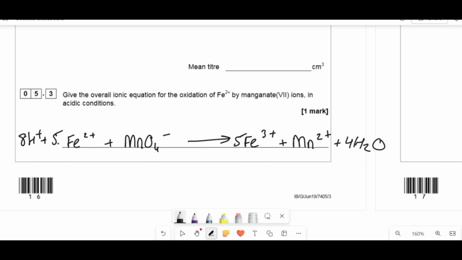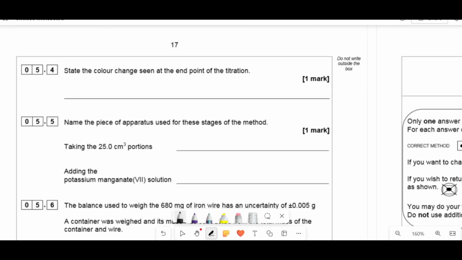It says here the acidic conditions gives it away that there's an H+ here. If it were to say basic conditions, you'd have OH- there. But there you go. Now it says state the color change seen at the end of this titration. So it's going from Fe2+, you eventually get that Mn2+, so it's going to go pale green, and it will end up becoming pink.